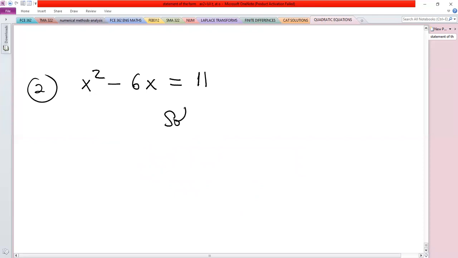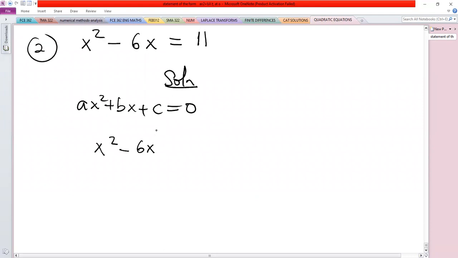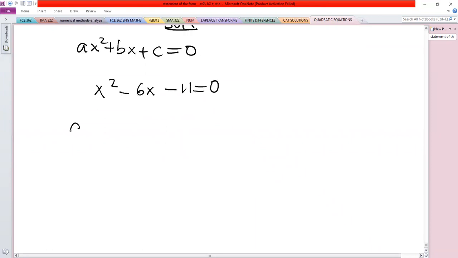So solution: rewrite the equation in the form ax squared plus bx plus c equals 0. So we'll have x squared minus 6x minus 11 equals 0, so that our a is 1, our b is minus 6, our c is minus 11.